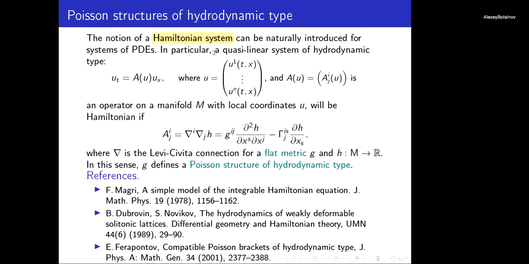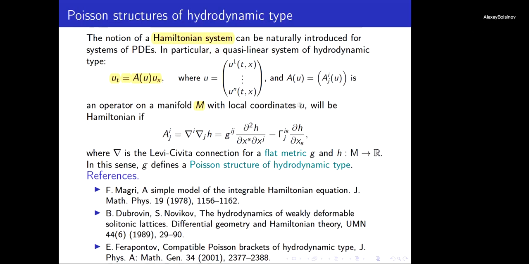Just an example. You see, if we consider a system of PDEs of this kind, that's very simple. It is almost linear. It's quasi-linear here. It's linear with respect to derivatives, and here this A of U is an operator defined on the manifold M, with U being the local coordinates. For this sort of system, we can define the notion of being Hamiltonian.